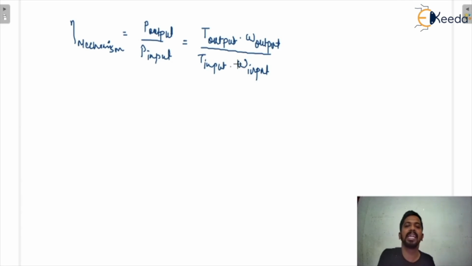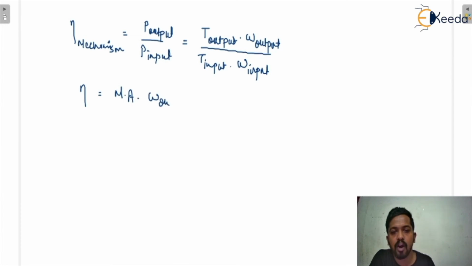And we all know that the mechanical advantage is equal to torque at output upon torque at input. So I can write here that the efficiency would be equal to mechanical advantage multiplied by omega output upon omega input. Okay, but here we are discussing the mechanical advantage, so I am going to write the final relation of mechanical advantage in terms of efficiency.